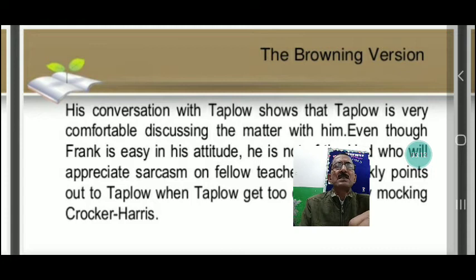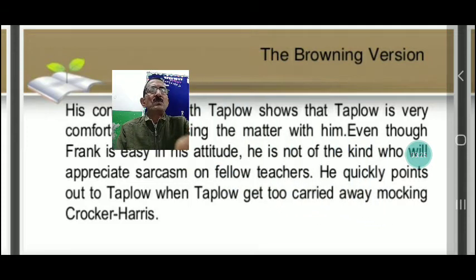His conversation with Taplow shows that Taplow is very comfortable discussing the matter with him. Even though Frank is easy in his attitude, he is not of the kind who will appreciate sarcasm about fellow teachers. He quickly points out to Taplow when Taplow gets too carried away mocking Crocker Harris.